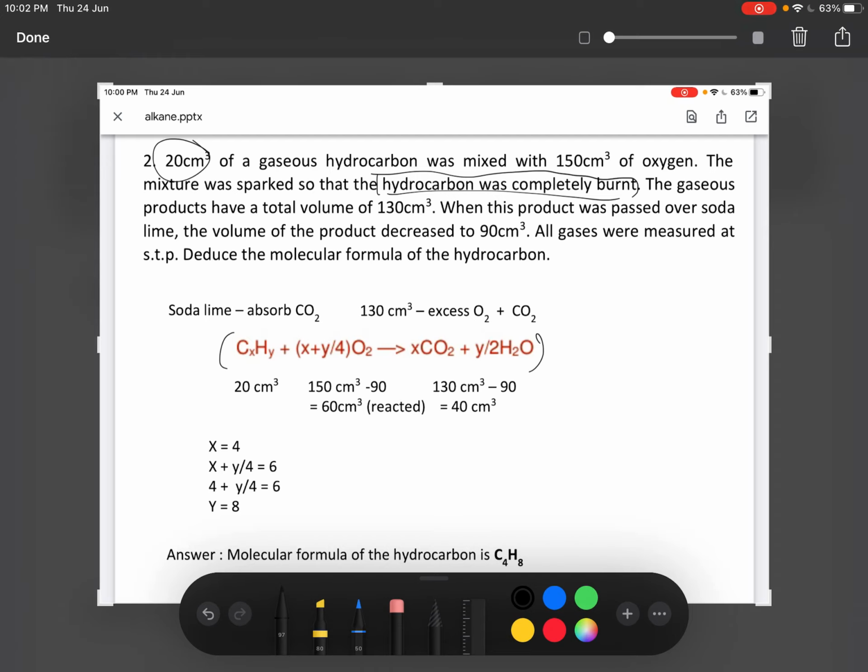Next, when the product was passed over soda lime, the volume of the product decreased to 90 cm cube. Now, soda lime's function is to absorb carbon dioxide. So when you have 130 cm cube going over soda lime and you only have 90 cm cube left, the 40 cm cube is actually carbon dioxide. Why? Because 40 cm cube is absorbed by the soda lime. Because as I said, soda lime is absorbing carbon dioxide.